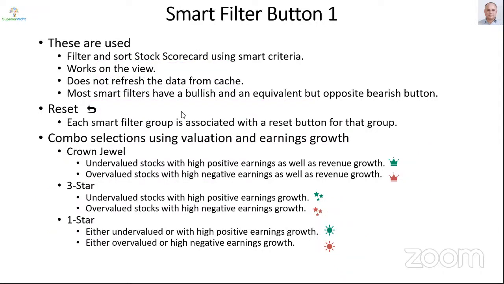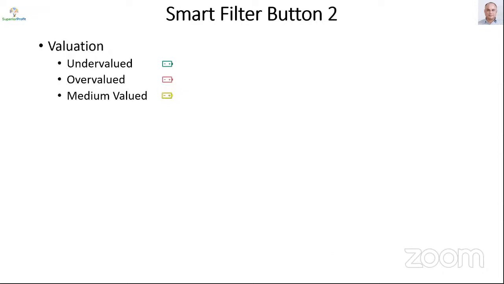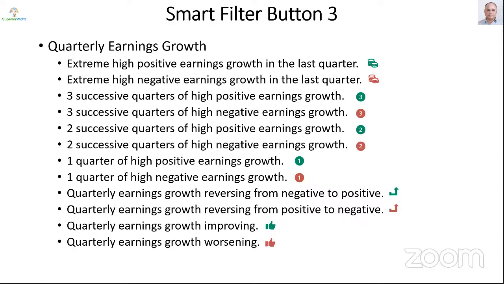And in the USA market, there are plenty of 1-star buying candidates. So there is no real need for me to go beyond 1-star fundamental stocks for buying. Other than the combo buttons, we have a series of buttons across different categories. For valuation, we may look for undervalued stocks or overvalued stocks or medium valued stocks. Then for growth, we have quarterly earnings growth buttons.